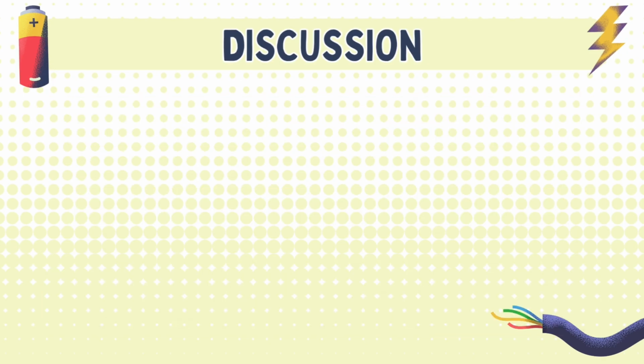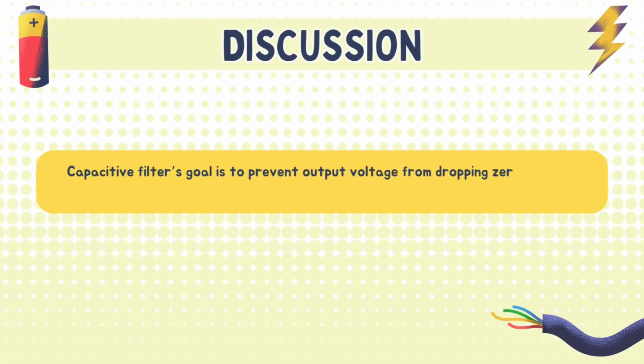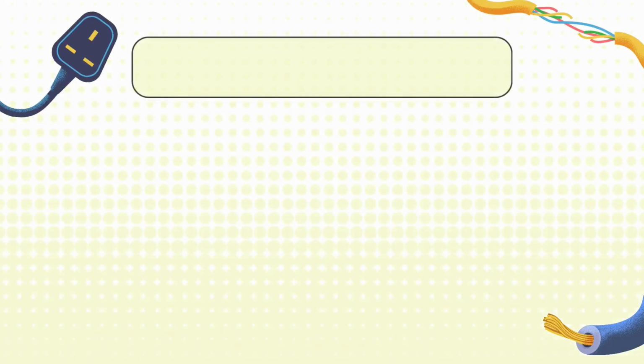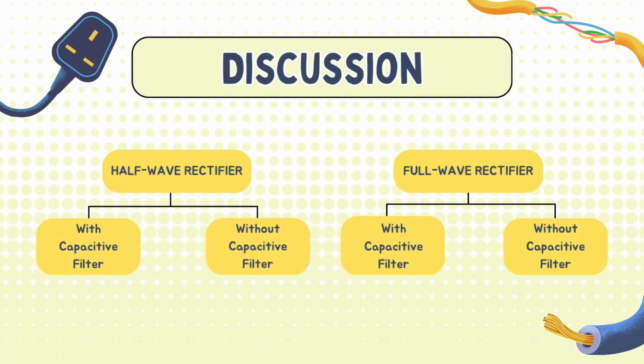The primary goal of this capacitor filter is to prevent the output voltage from dropping to zero between pulses. This results in a smoother DC signal with a smaller ripple voltage. The effectiveness of this smoothing depends directly on the capacitance value. A larger capacitor can store more charge and discharge more slowly, leading to a much flatter and more stable DC output.